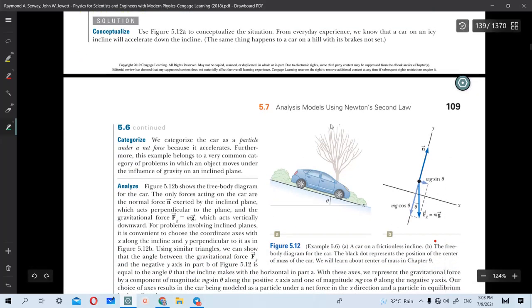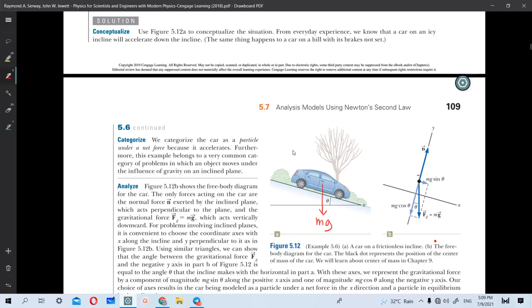Now, let us analyze the main forces that act on this particular car. There are only two forces. Number one, the gravitational force, which is mg. And number two, because it rests on a surface, there is a normal force. If you remember the definition of the normal force, it is how hard an object presses onto a surface.